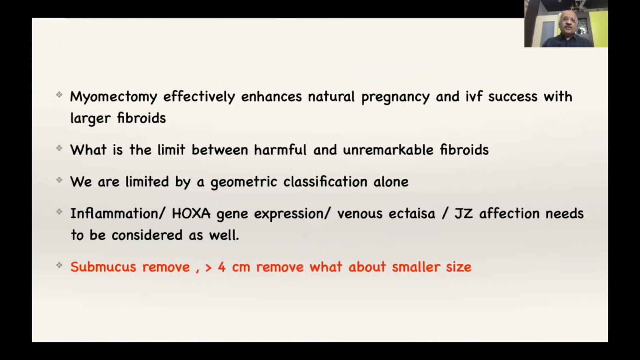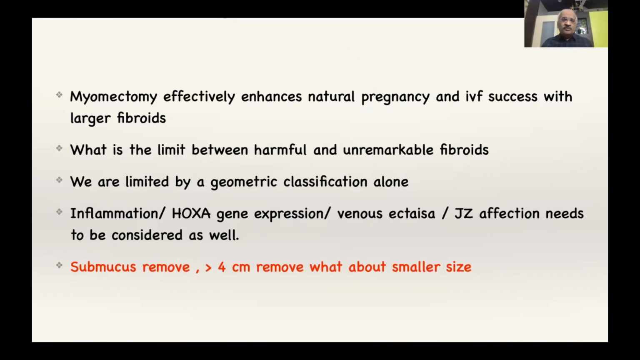Myomectomy effectively enhances natural pregnancy, especially for the larger fibroids. And what is the limit between harmful and unremarkable fibroids? So we are just debating here about 4 centimeter and less than 4 centimeter, and we are saying less than 4 centimeter could probably be unremarkable fibroids. But by talking about centimeters, we are limited by the geometric classification alone. And we just debate amongst ourselves about the measurement: this particular fibroid and this measurement, I will do, I will not do, etc.